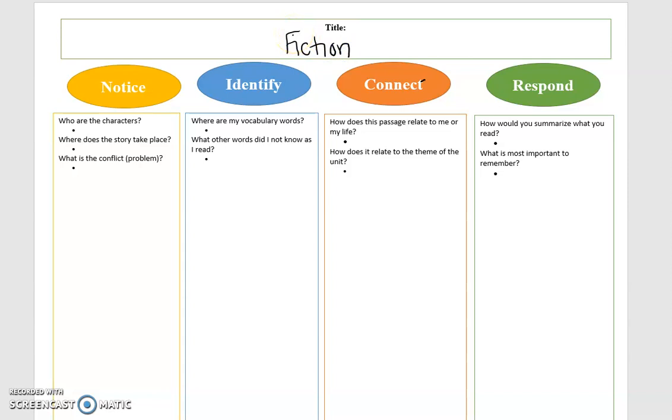Notice who the characters are. We've been talking about this in class as it relates to our own writing, but who are the characters? How do I get to know these characters? What is said about these characters? Think too about where and when the story takes place. Remember, we call that the setting. So where and when is this story taking place? And what's the conflict or the problem in this story?